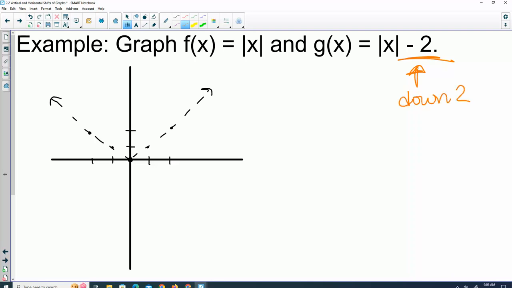All right, it's on the outside, it's not a part of the absolute value. So again, I can't just go down here and put a dot. That doesn't show me where it is. So we have to say, okay, now I'm going to take each of those points down 2. It's the same shape, just move the entire thing down. Any questions about that?